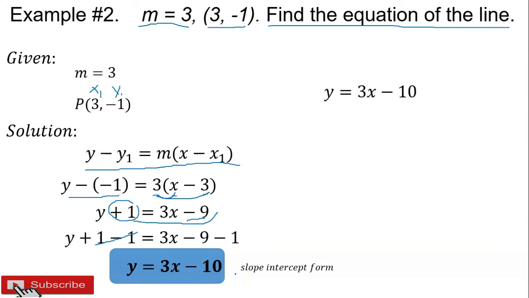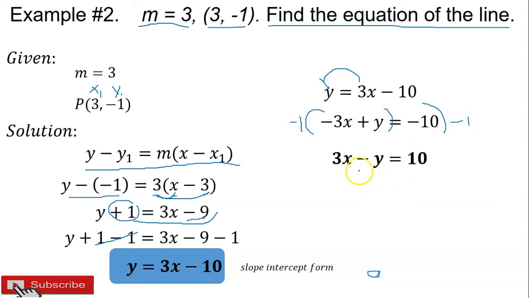And our standard form, same lang din, i-transpose nyo lang yung negative 3 to left side, it becomes negative 3x. Ito po, becomes negative 3x plus y is equal to negative 10. So, pwede na ito yung standard form natin, or pwede nyong i-multiply both sides of the equation by negative 1. Okay? Pwede po yan, para maging positive yung value ng ating a. So, we have now 3x minus y is equal to positive 10. And this is now our standard form of the equation.